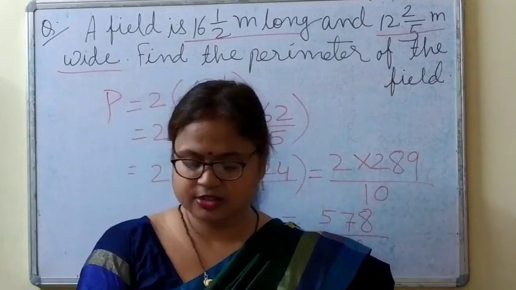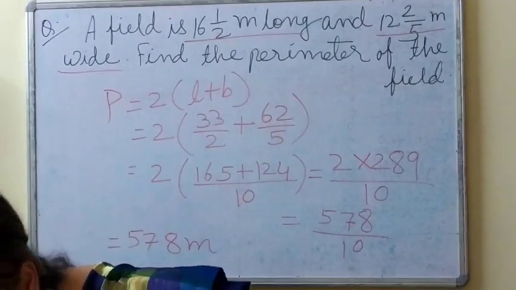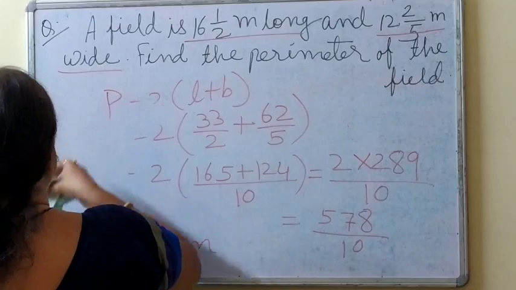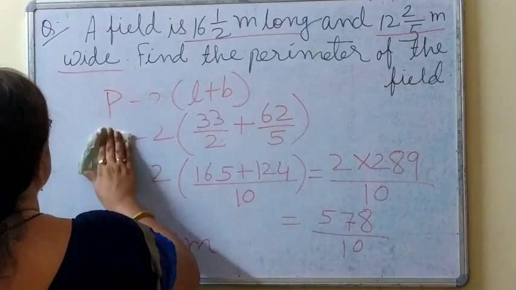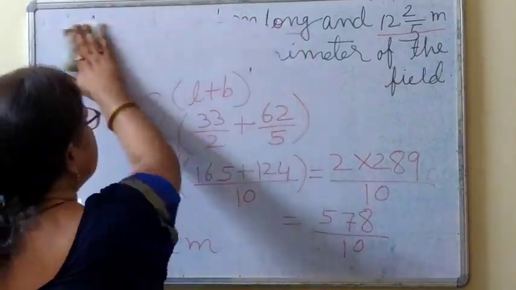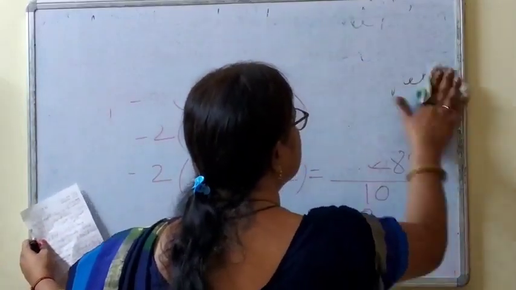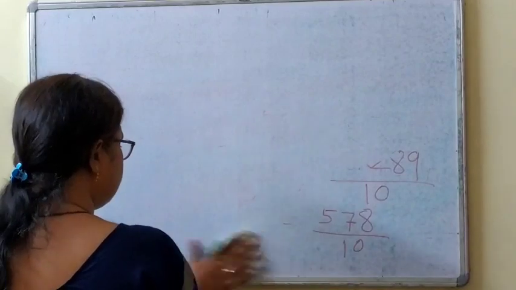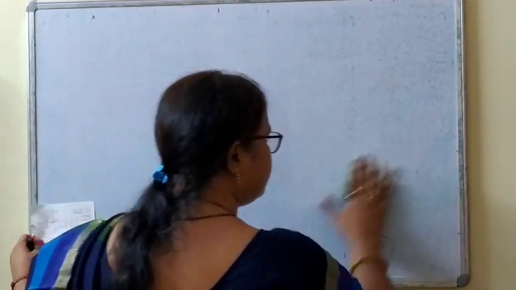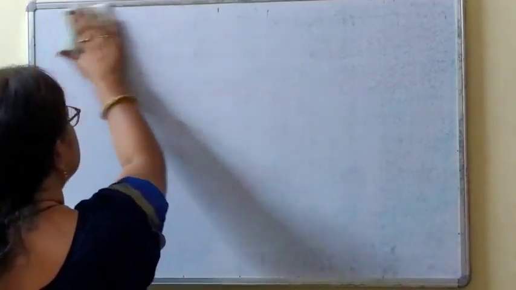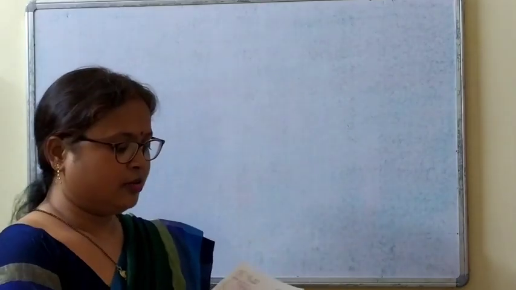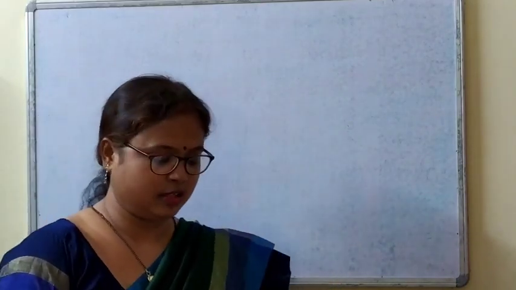Clear? Now let's do the next question. Because you know that in a rectangle the sides are different, but in a square the sides are not different. All the sides are equal. Where? In a square. And here the sides are given as different. That means first we have to find whether the field is a rectangle or a square. Now let's do the next question.